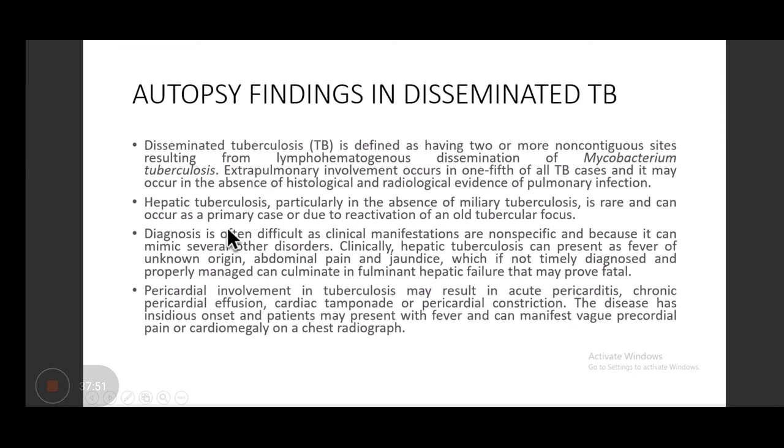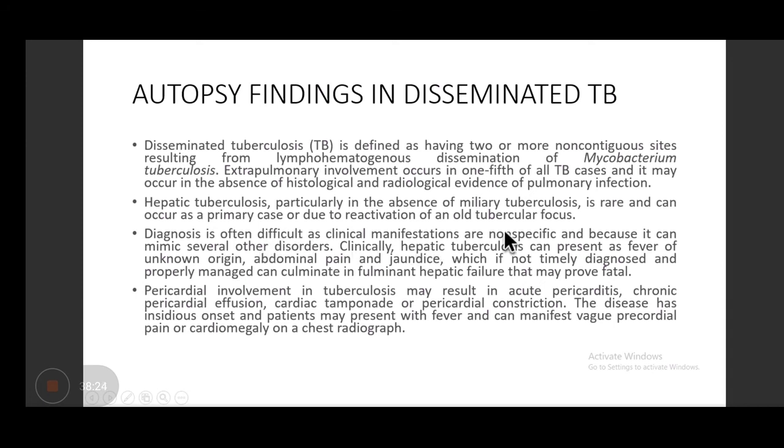So, examples of disseminated TB: you can have hepatic tuberculosis, particularly in the absence of miliary tuberculosis. It's rare and can occur as a primary case or due to reactivation of an old tubercular focus. You can have renal TB, pericardial involvement, TB salpingitis, that is genitourinary TB. It can infect the CNS as ma'am taught, TB meningitis, ventriculitis, right?